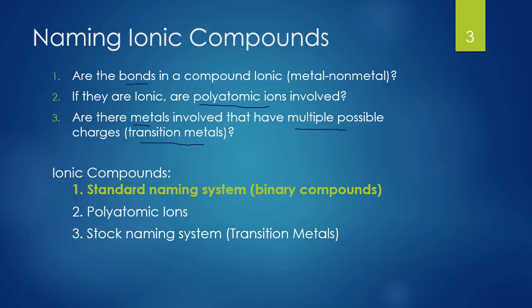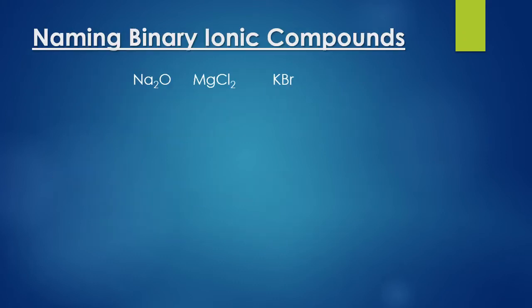So ionic compounds can become very difficult to name because there are a lot of metals on the periodic table to take into consideration. But we're going to start out slow with a standard naming system for binary compounds. Remember that the word binary means 2 elements only. Then we'll move on to talk about polyatomics and the transition metals. Let's look at naming binary ionic compounds.